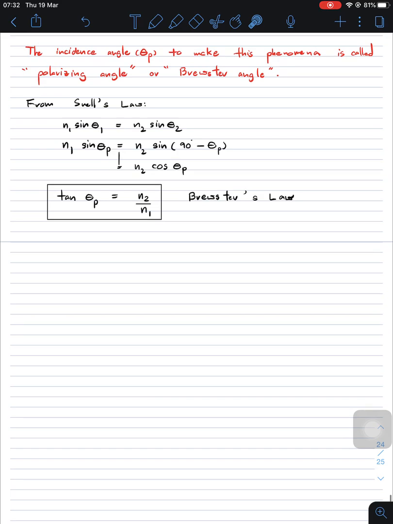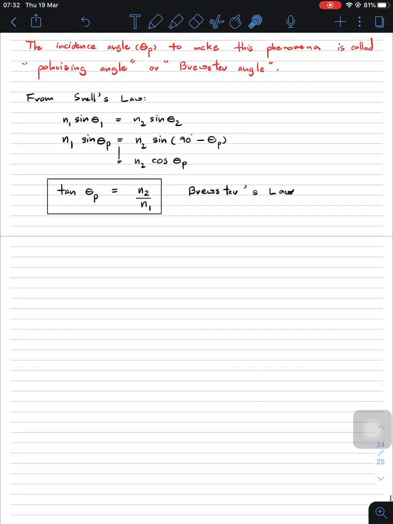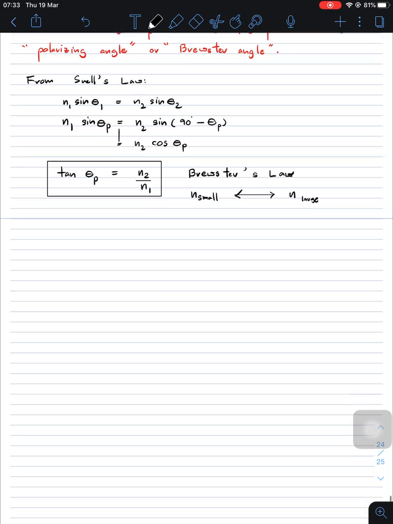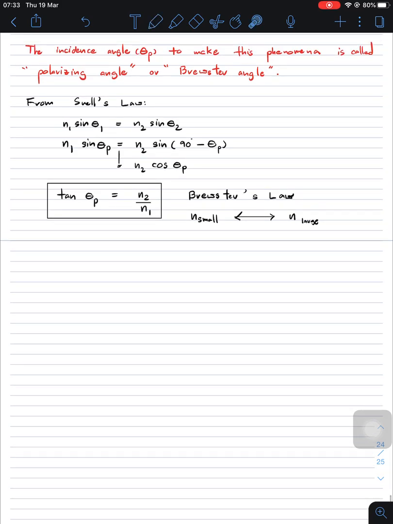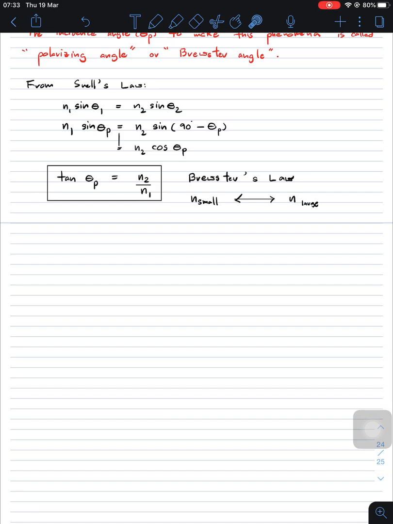One thing that I just want to mention is that getting the polarizing angle, or getting polarization by reflection here, is not restricted to going from small n to large n, or from large n to small n. It can be either way. It is going to be different from the critical angle that we learned in the previous chapter, because for the critical angle, it must be from large n to small n. It cannot occur from small n to large n. But for polarization by reflection, or Brewster's law, it can be either from small n to large n, or from large n to small n.